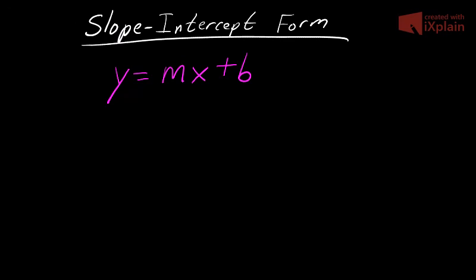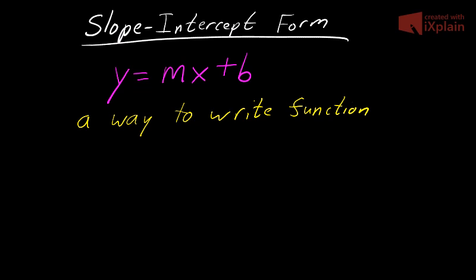Hello, 8th grade. Today we get to do one of the most important lessons so far, which is on slope-intercept form. Slope-intercept form is a way to write a function. It's a way to write functions that makes it really easy to graph. So this is how we want it to be if we're graphing. So a way to write functions for graphing.